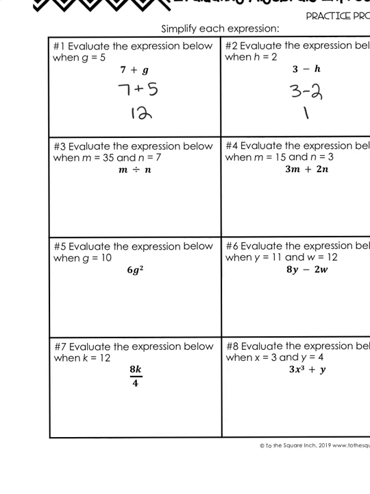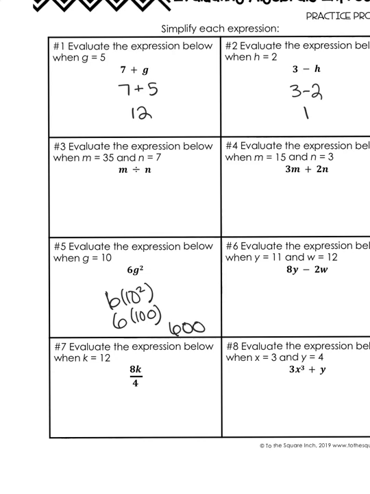Number 5 we're going to look at. It says evaluate the expression below when G equals 10. So it says 6 times G squared. We haven't talked a lot about exponents, but that little 2 means squared. It means you're going to multiply that number by itself. So we have 6 times 10 squared. So I do, and exponents, remember PEMDAS, exponents come before multiplication. So I do 10 squared is 100, because 10 times 10 is 100. So now I have 6 times 100, which equals finally 600.